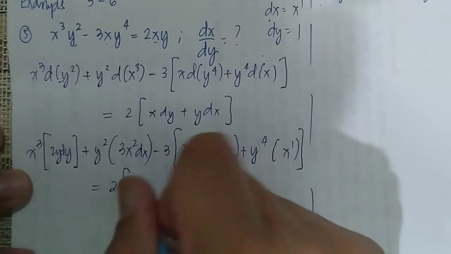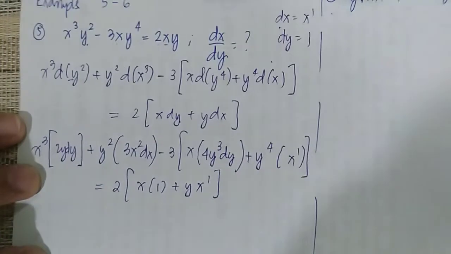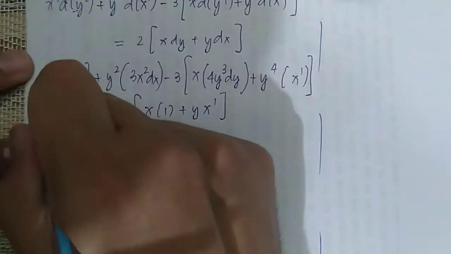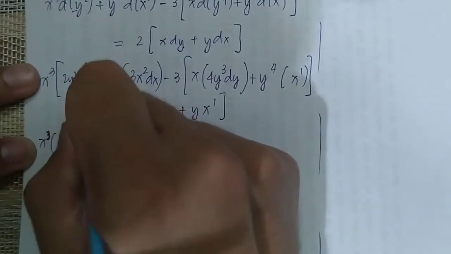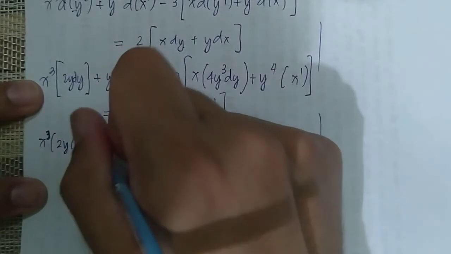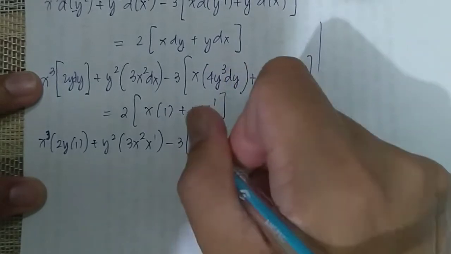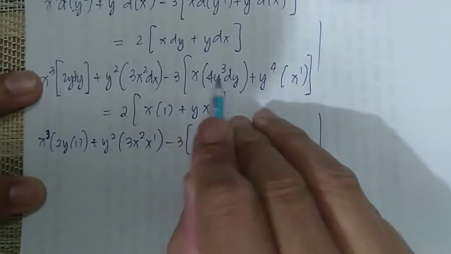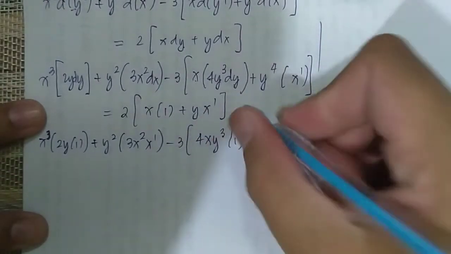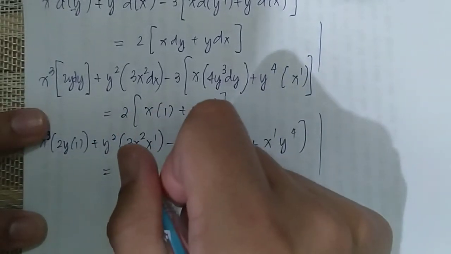equal to 2 times the quantity x times 1, derivative ni y is 1, plus y times derivative ni x is x prime. So, this gives you x cubed times 2y times 1, derivative ni y is 1, plus y squared times 3x squared x prime, minus 3 times the quantity 4xy cubed times 1 because derivative of y is 1, plus x prime y to the fourth is equal to 2 times the quantity x plus x prime y.